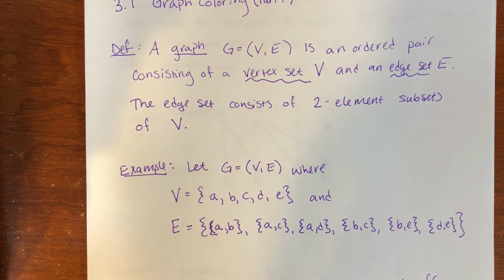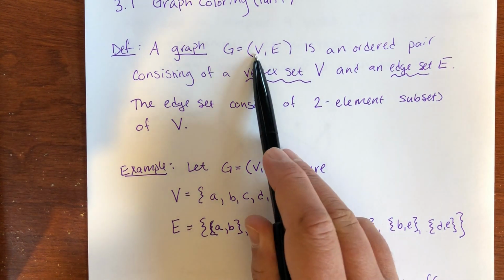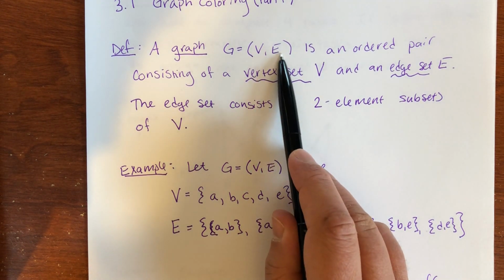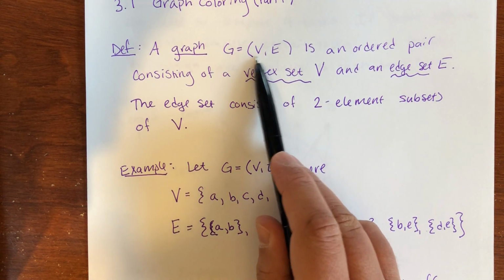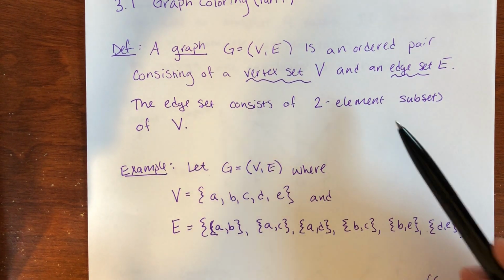So what is a graph? You've probably been exposed to graphs a lot in maybe algebra or calculus, but that's not really the type of graph that we're talking about when we talk about graph theory. For us, a graph is just an ordered pair consisting of a vertex set V and an edge set E. These are each sets, V and E.